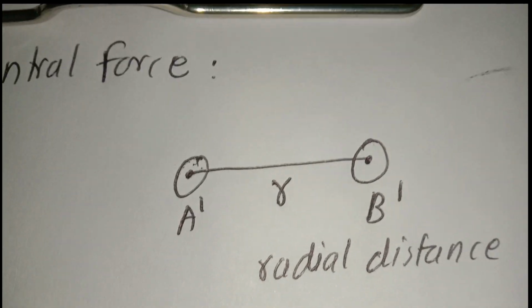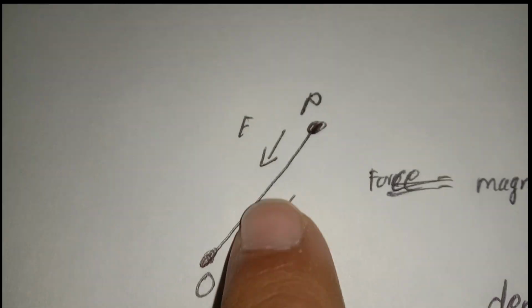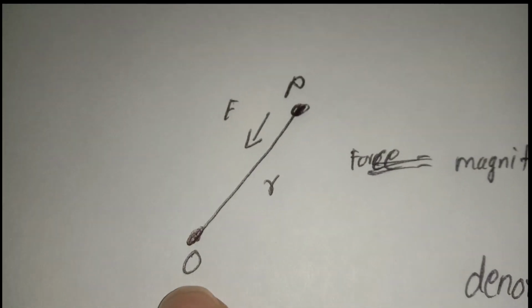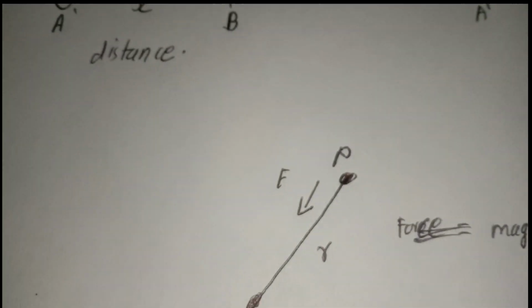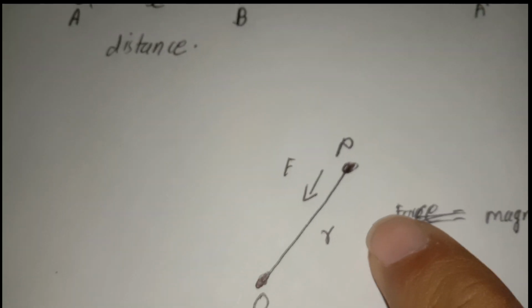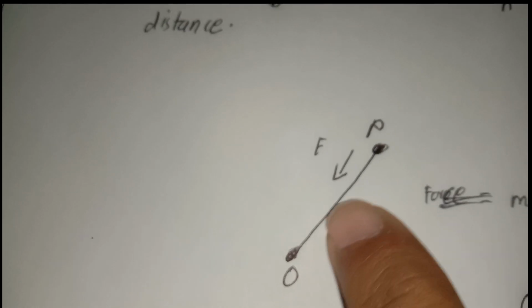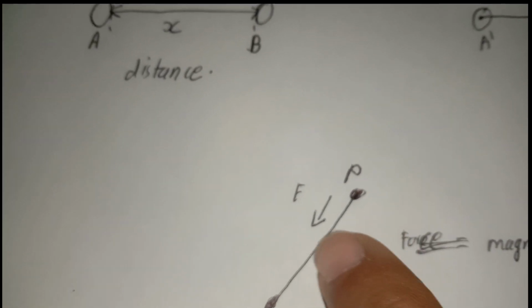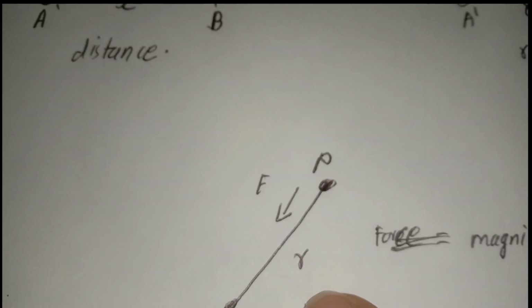Now let's move on to the central force. Let's suppose this is a particle at point P and this is a particle at point O. Central force acts along the line joining the two interacting particles. So this is the line, this is the radial distance as mentioned. So central force acts along this line. This is the force.